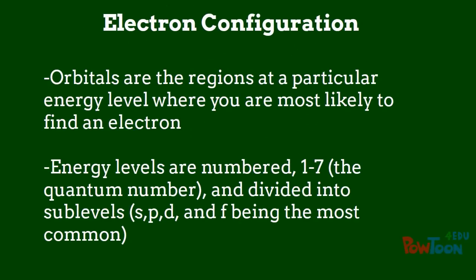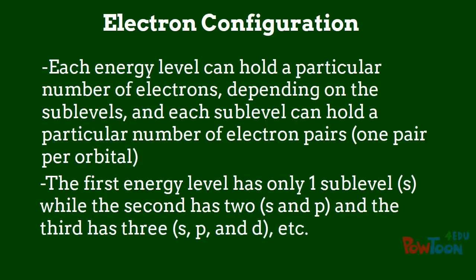Let's move on to orbitals and electron configuration. As mentioned earlier, orbitals are the regions around an atom that describe the highest probability of finding an electron. Energy levels are numbered, called the quantum number, and each can hold a specific number of electrons. Each level has one or more sublevels, which are represented by letters S, P, D, F, G, H, etc. We're going to focus on S, P, D, and F.